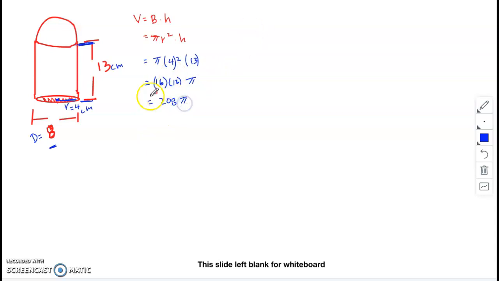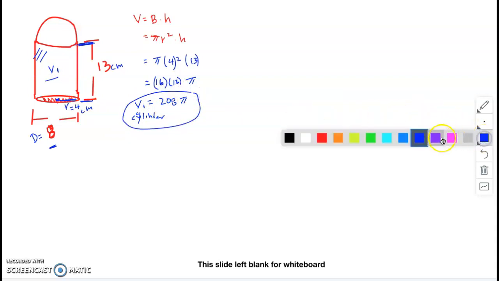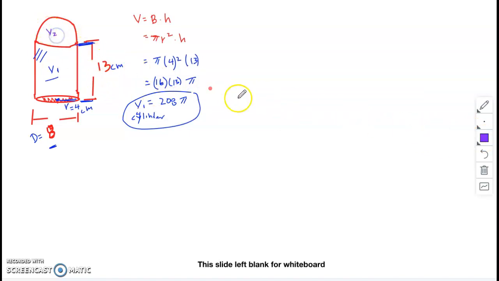So my first answer is the volume of the cylindrical part. Let's call this volume 1. All right, let's work with the top now. Let's do it in purple. So this top is going to be volume 2.